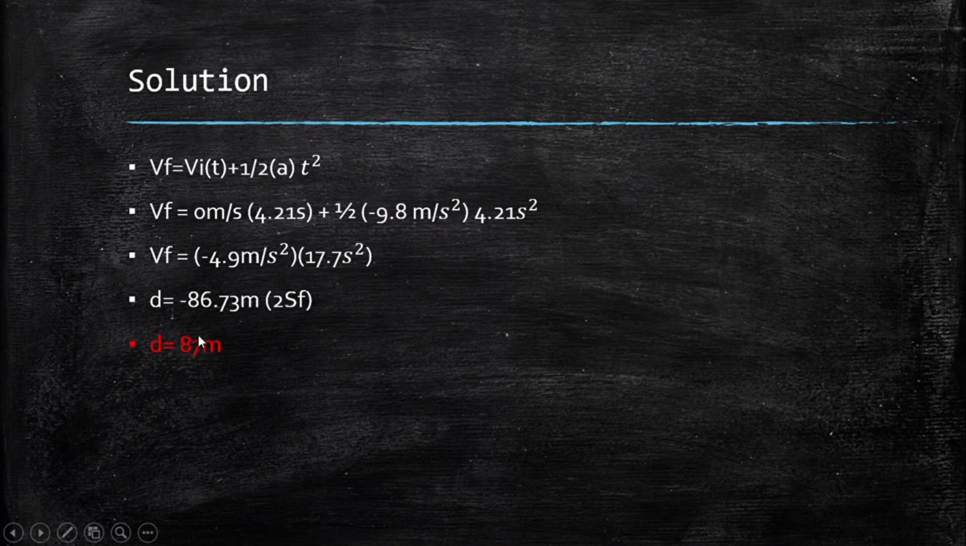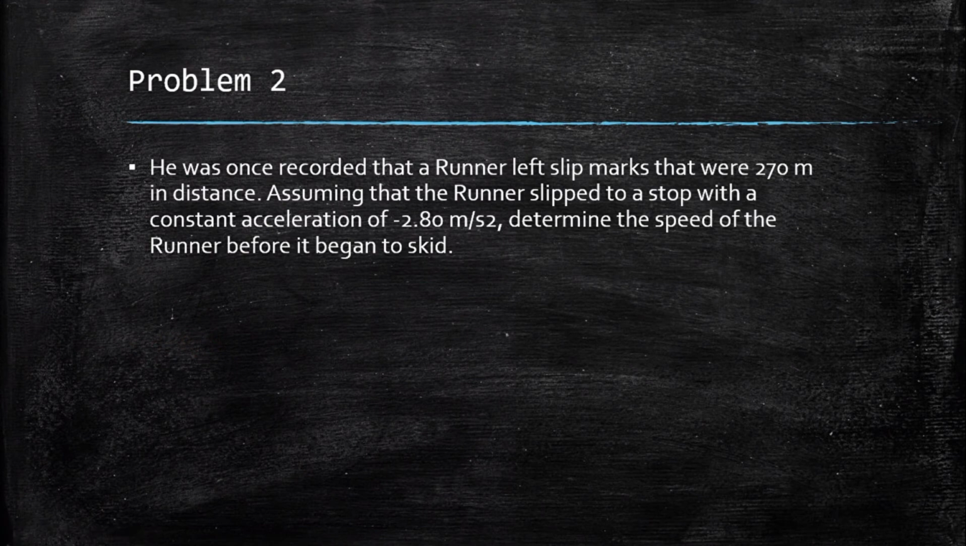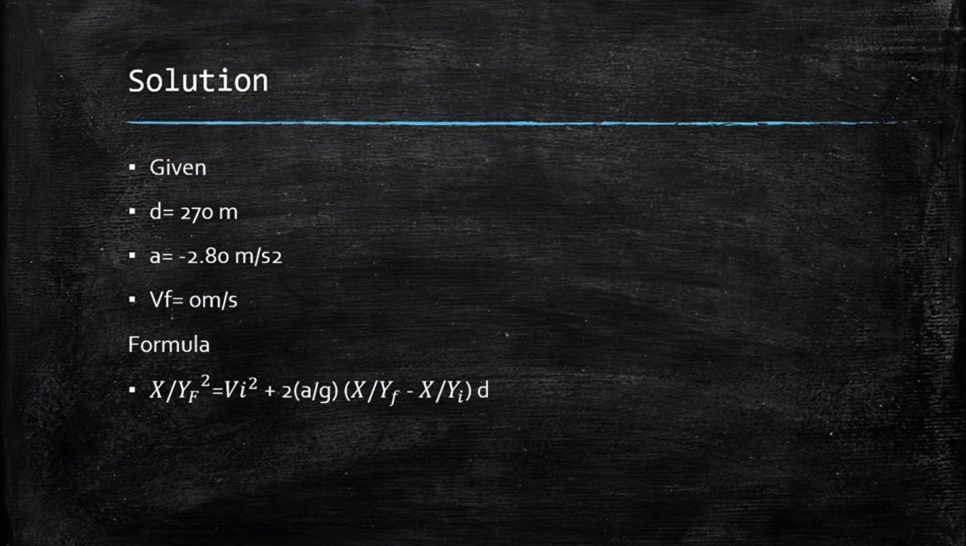So, second problem. It was once recorded that a runner left skid marks that were 270 meters in distance, assuming that the runner slipped to a stop with a constant acceleration of negative 2.80 meter per second squared. Determine the speed of the runner before it began to skid. And then yung given is distance, which is 270 meters, acceleration, negative 2.80 meter per second squared, and yung final velocity natin, which is 0 meter per second.